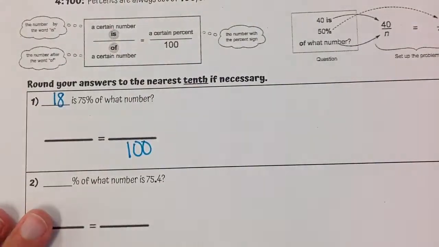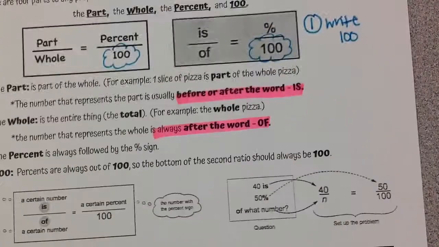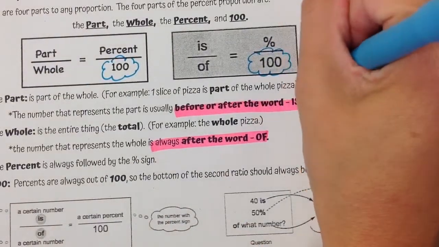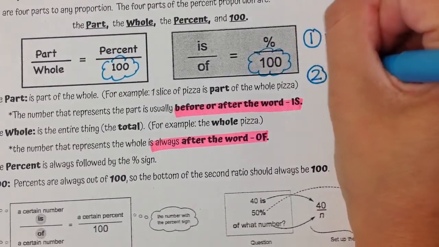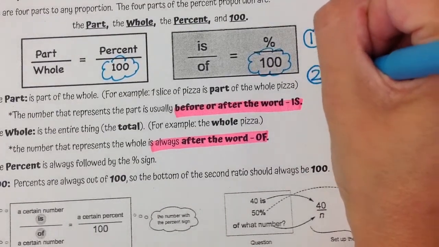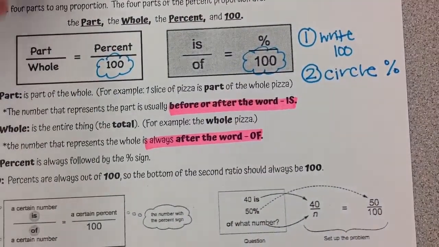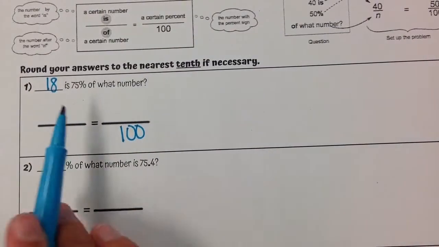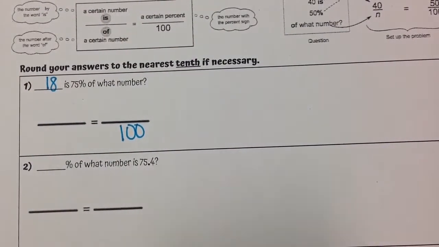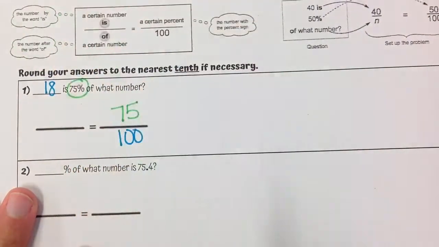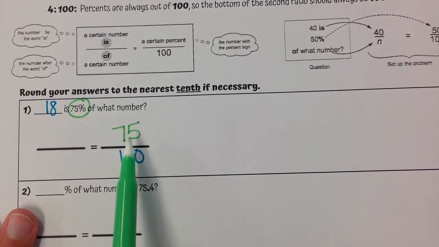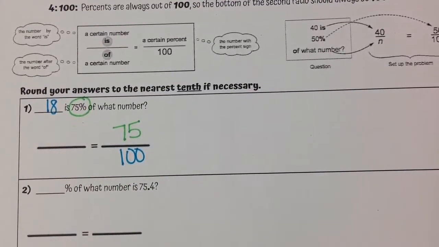18 is 75% of what number? The second thing that I always look for is I'm going to circle the percent, so either the percent sign or the percent word. If we look at this, we have the percent sign. So it says 75%. In our percent proportion, the percent always goes above 100.